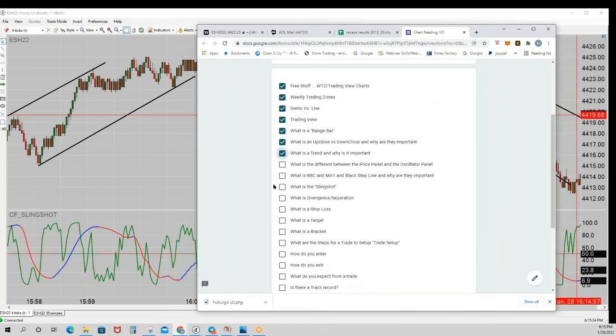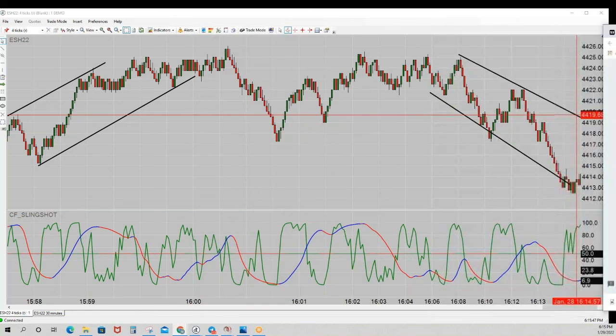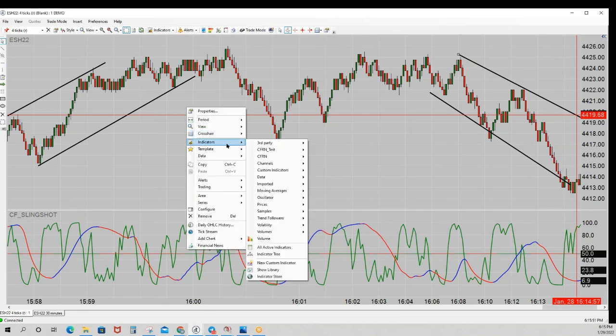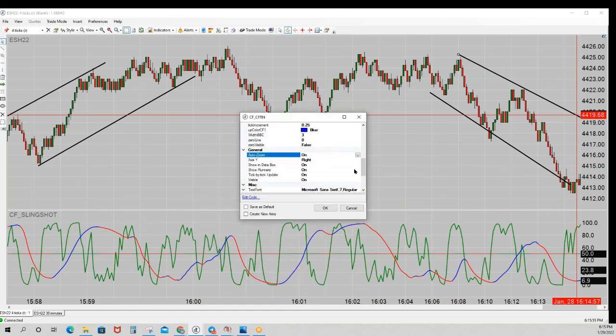That's the slingshot. Now the MA1 and the BBC, I'm going to put those on in just a second. The difference between the price panel and the oscillator panel is that the oscillator panel is down here, the price panel is up here. So you understand that part about the charts. Now, one of the other indicators that comes with our set is this one right here, called the cfcfrn.